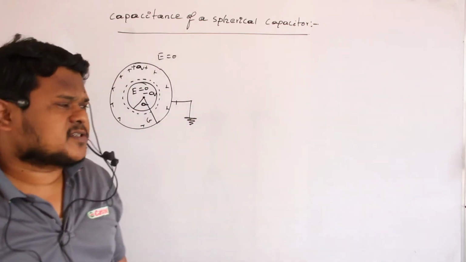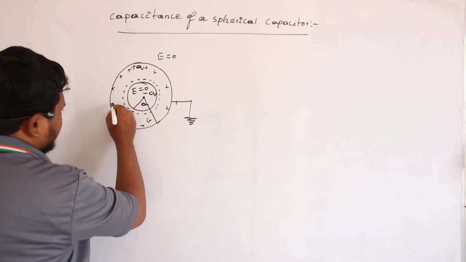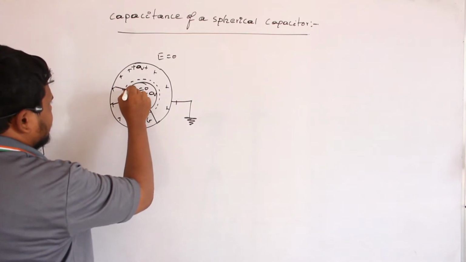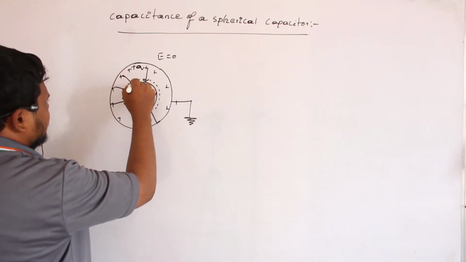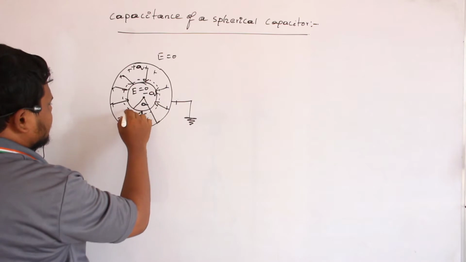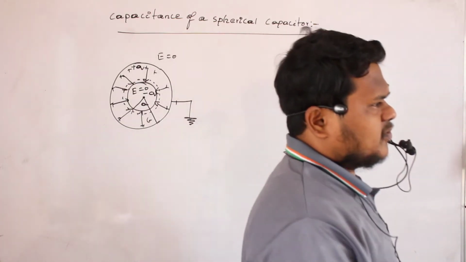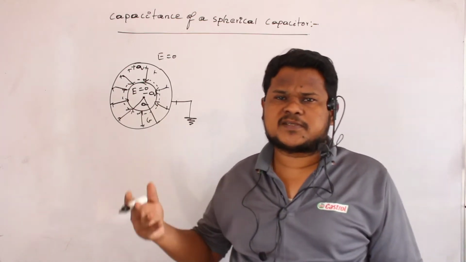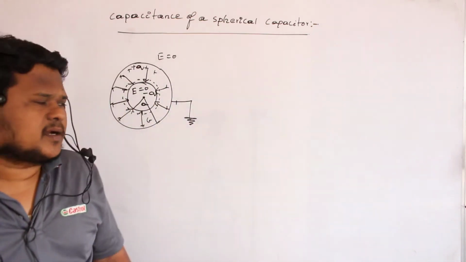Now, where does the electric field exist? The electric field is existing only in this radial space. So the electric field is existing only here. Therefore, this type of electric field I will call a radial electric field. Why radial electric field? Because it is present in the direction of the radius. That is why this is called a radial electric field.